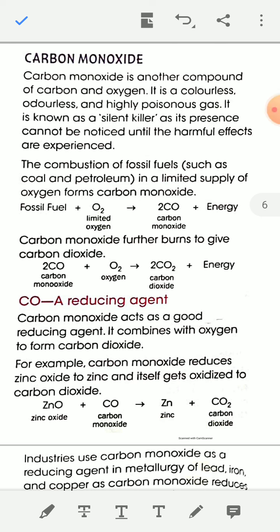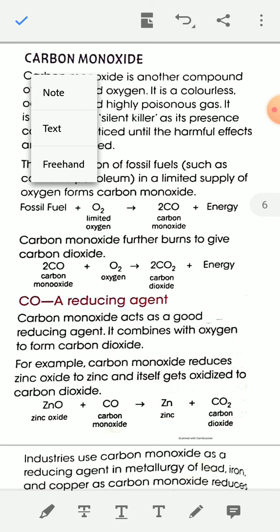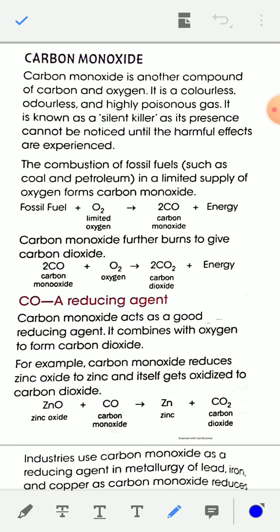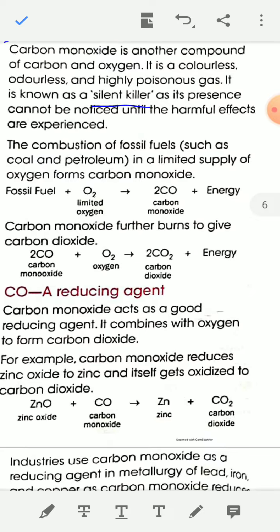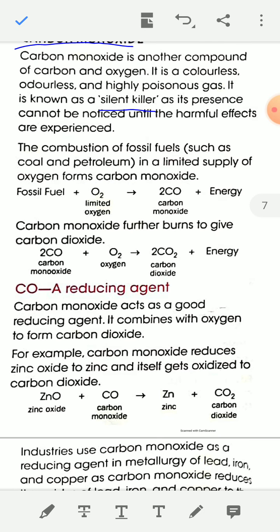Today in this video I will discuss carbon monoxide. It is an oxide of carbon, and the formula is CO. Carbon monoxide is another compound of carbon and oxygen, and it is a colorless, odorless and highly poisonous gas. It is known as the silent killer, as its presence cannot be noticed until the harmful effects are experienced.